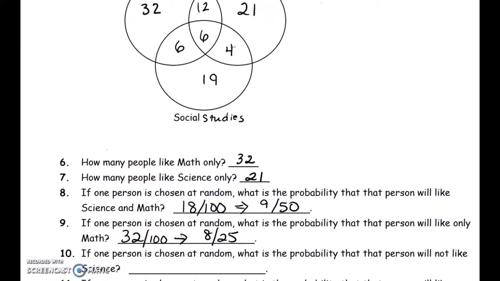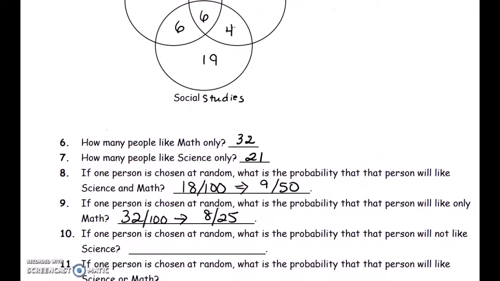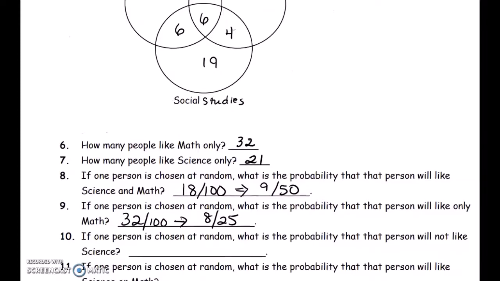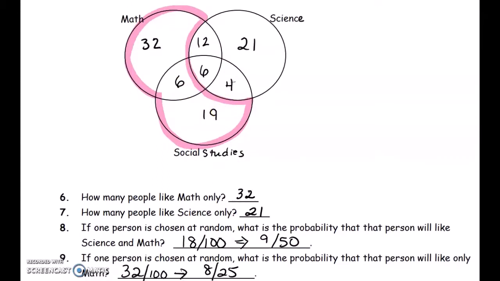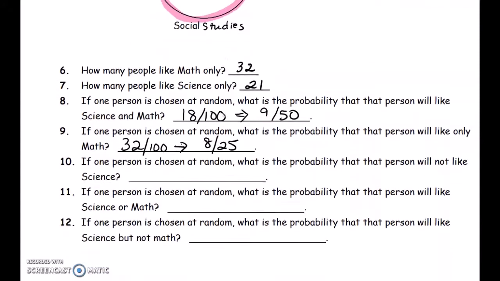If one person is chosen at random, what's the probability that the person will not like science? That would mean all of these people here. So that would be 38 plus the 19, which would be 57.